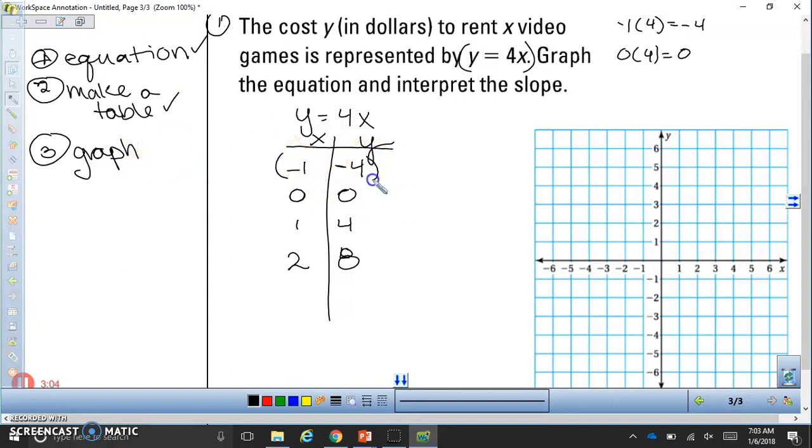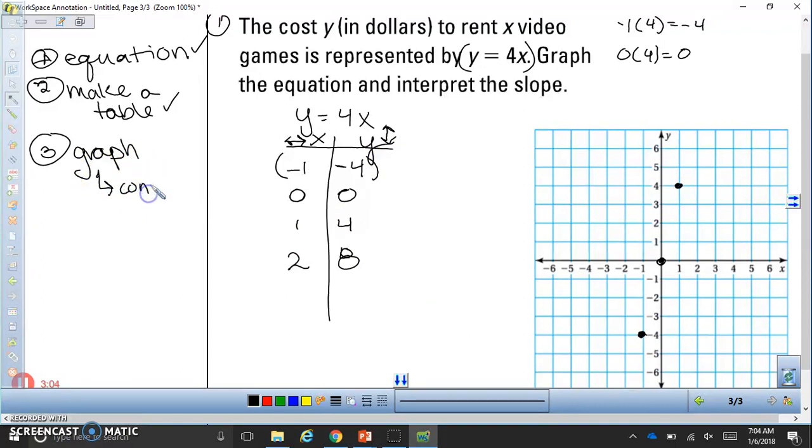Here are our ordered pairs. Remember, x tells us to go right or left. y tells us to go up or down. So left 1, down 4. 0, 0. Right 1, up 4. Right 2, up 8. And that one came off my graph a little bit, so I'm not going to stress about that one.